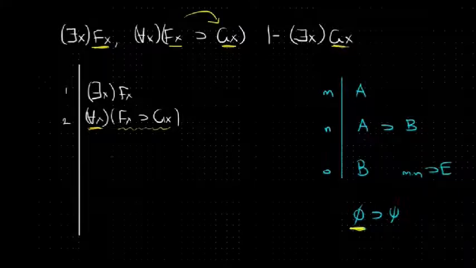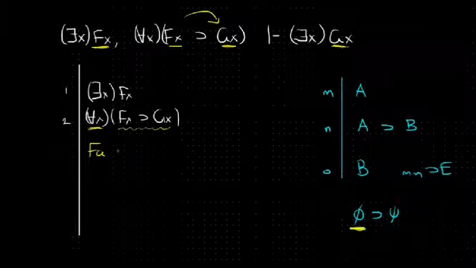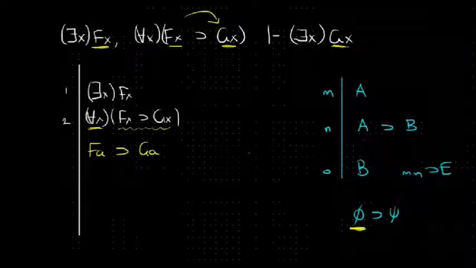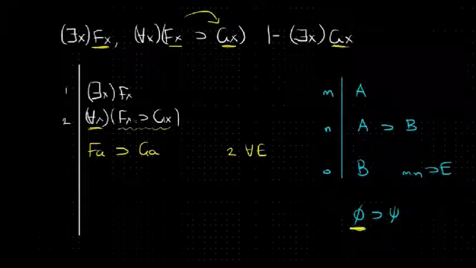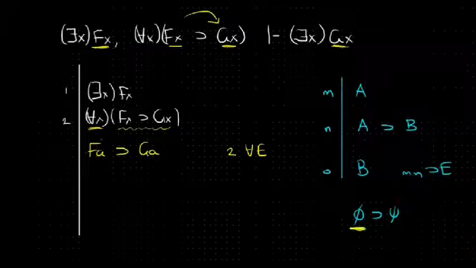Now suppose that we did that. Let's suppose we did a universal elimination and we said, okay, let's just swap out the x variable, replace it with an a, and get rid of that universal quantifier. Okay, so now we've got the conditional statement on its own. It's not trapped or anything.